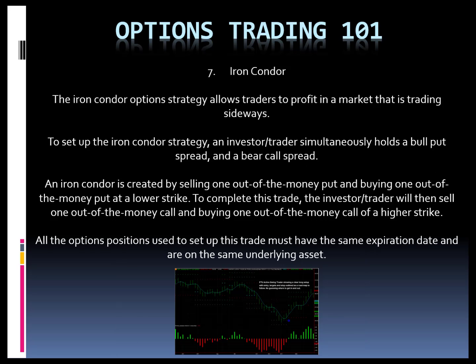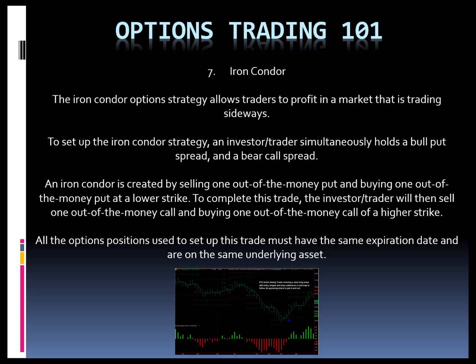Then we have one of the best-known in the market as well, the Iron Condor. The Iron Condor options strategy allows traders to profit in a market that is trading sideways, meaning consolidation. To set up the Iron Condor strategy, an investor simultaneously holds a bull put spread and a bear call spread. Iron Condor is created by selling one out-of-the-money put and buying one out-of-the-money put at a lower strike.